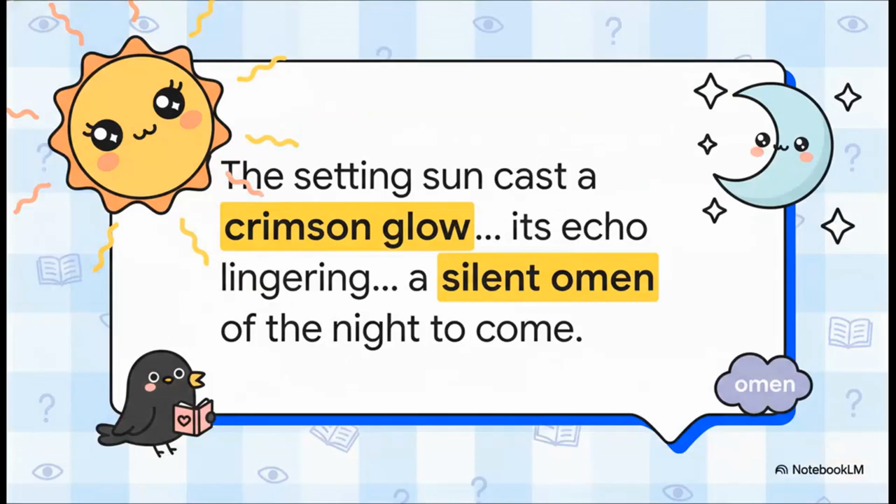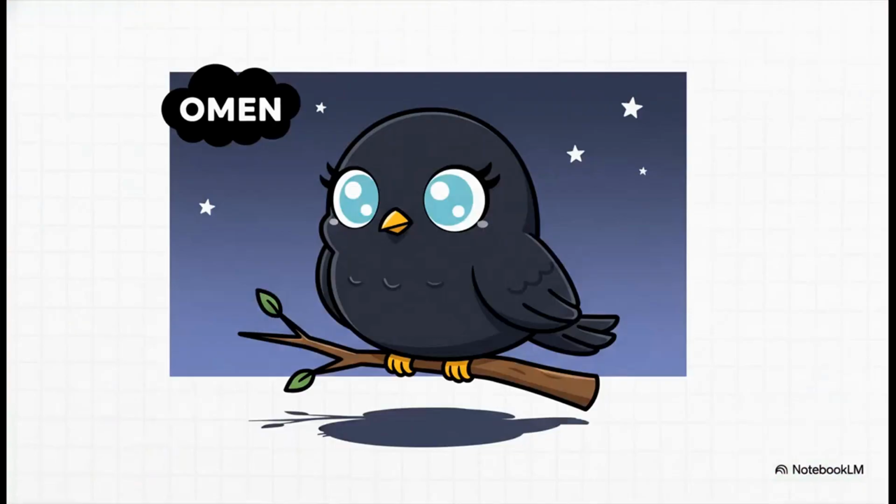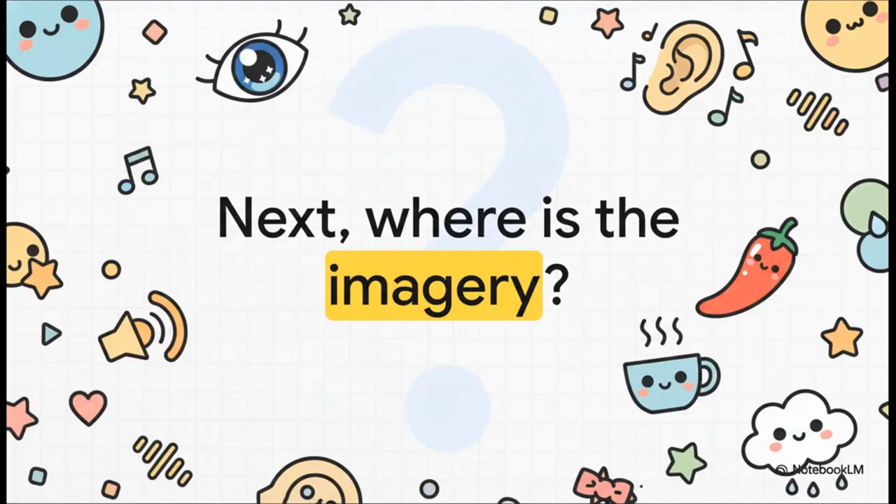Phew, okay, all 3 devices are hiding in there. Ready to go hunting? First up, let's find the symbolism. Remember, we're looking for an object, something concrete that feels like it stands for something bigger, something unspoken. There it is, the lone blackbird. It's not just some random bird flying by, right? The author explicitly calls it a silent omen, which basically screams, this bird represents bad things to come. That's classic symbolism.